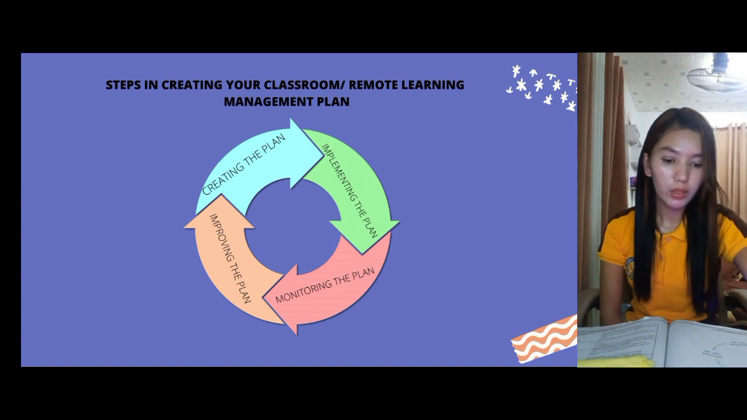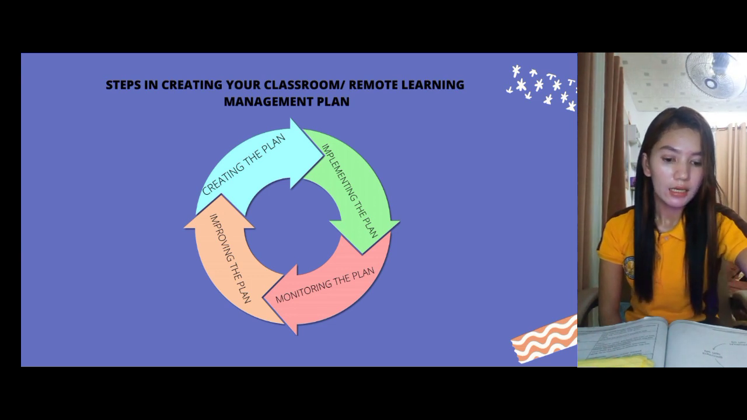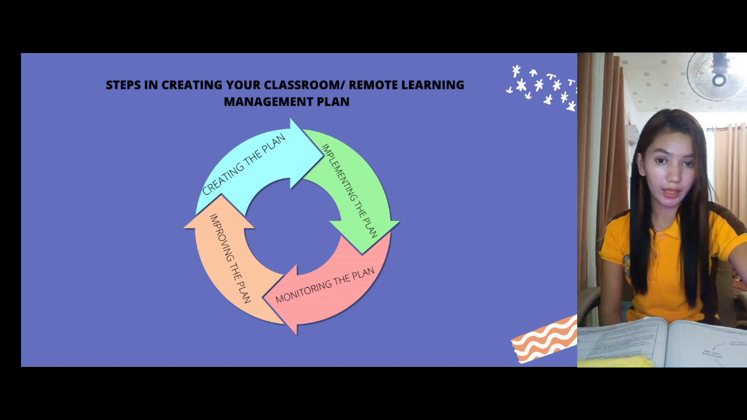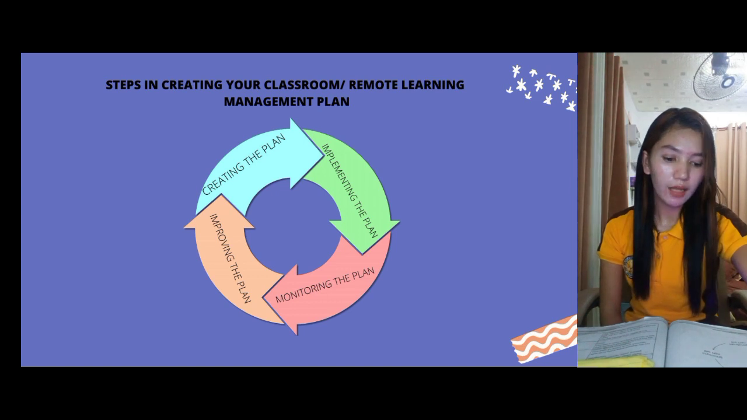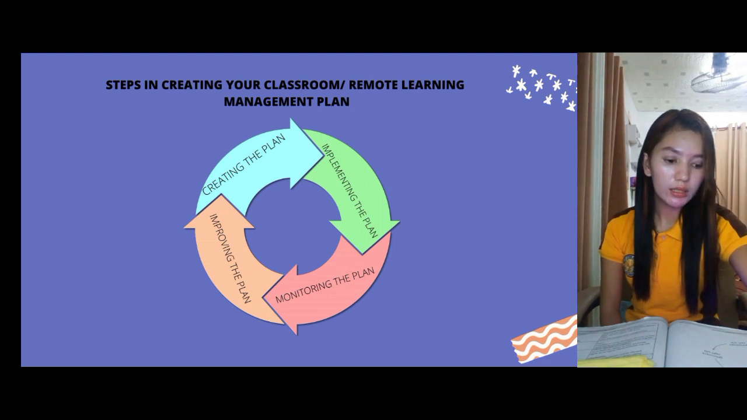So now we are here to the steps in designing classroom management plan. So we have 4 steps in designing classroom management plan. The first one is creating the plan. Of course, we need to create the plan first. And then after creating the plan, we need to implement it. Implementing the plan. So we need to implement the plan according to the plan that we made.